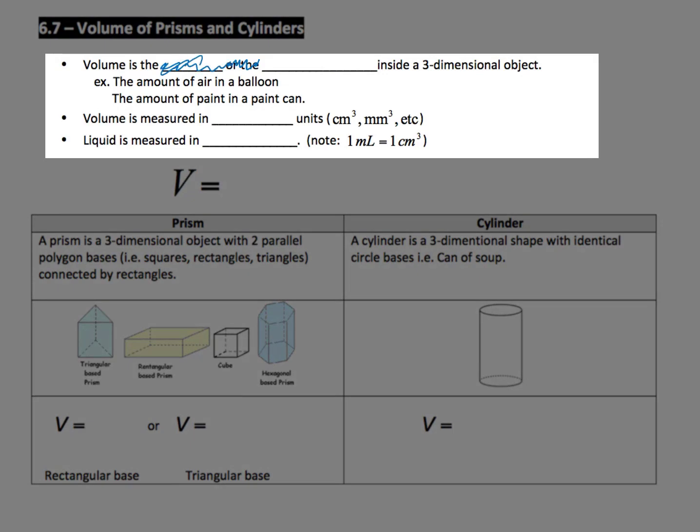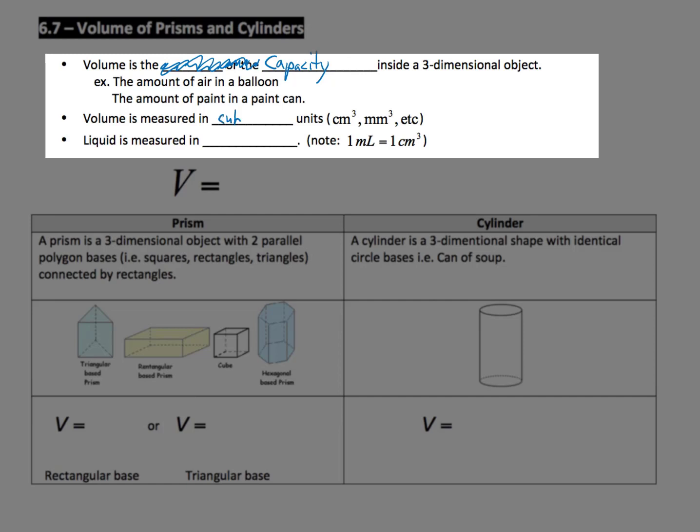I only use one definition for volume, and that is volume is the capacity inside three-dimensional objects. So just capacity. An example of this would be the amount of air in a balloon. Usually it's measured in space. The amount of paint in a paint can would be another example of volume. And volume is measured in cubic units.